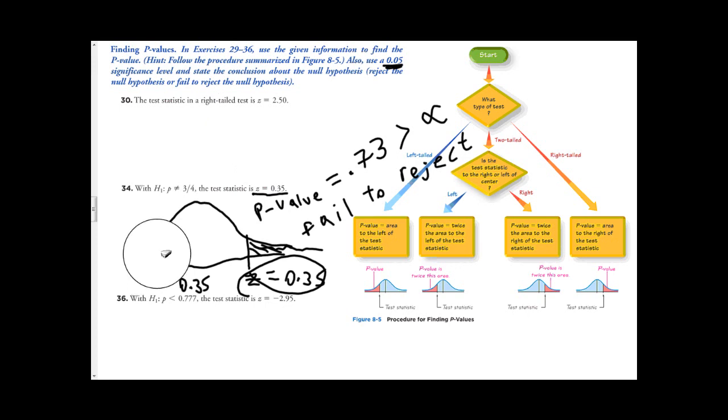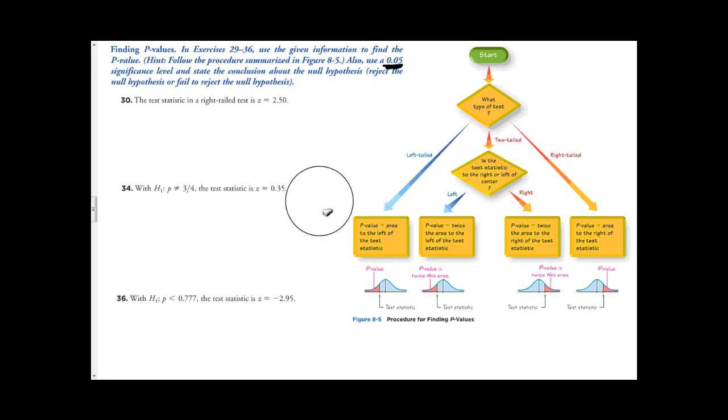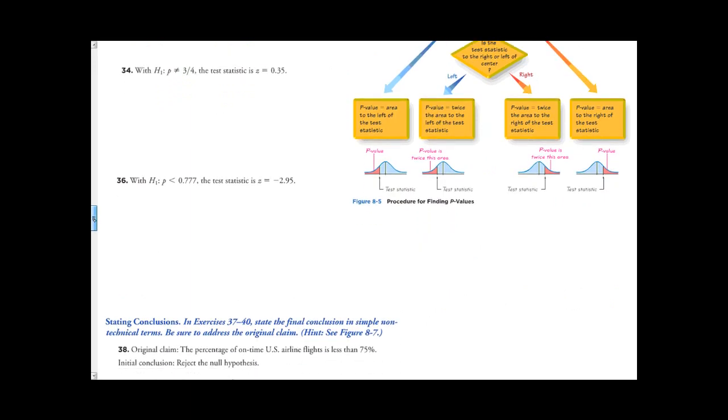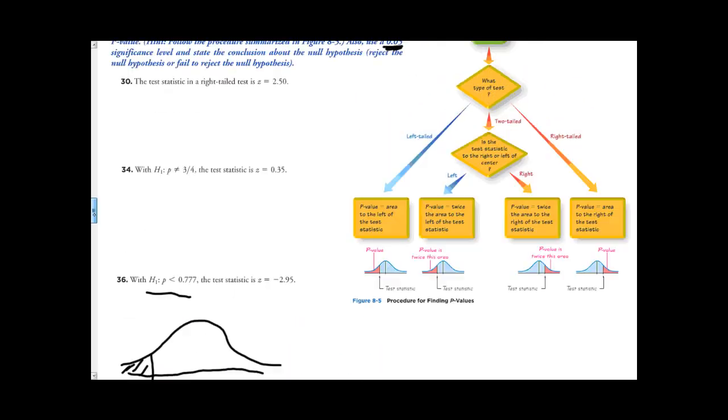All right. So let's do this last one. For the last one, we have a left tail test here. This looks like a left tail test because we see the alternative hypothesis is less than. So we have a left tail test. All right. So we're looking for this area here. And the test statistic is negative 2.95.